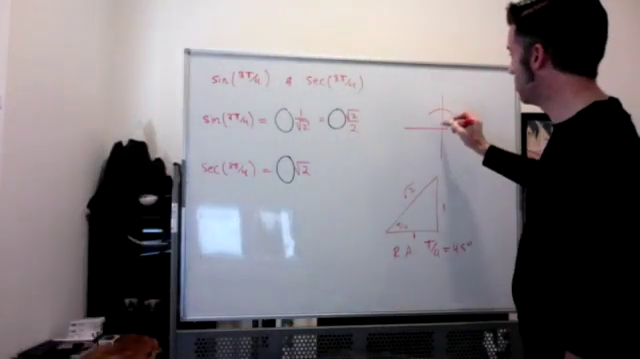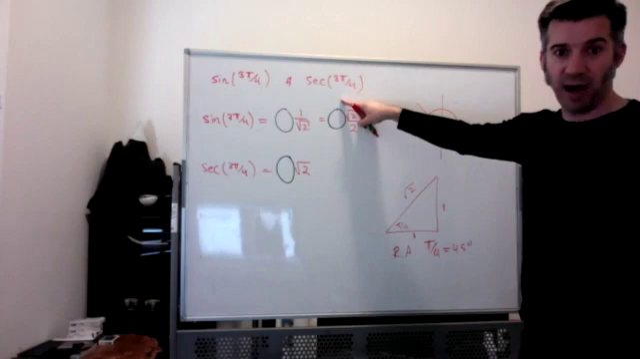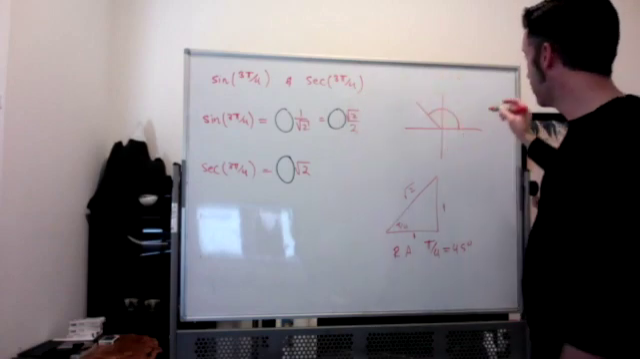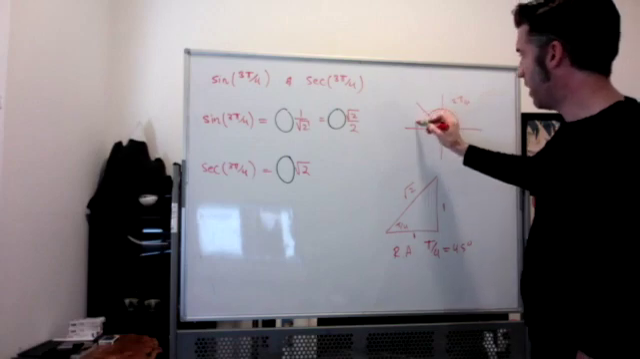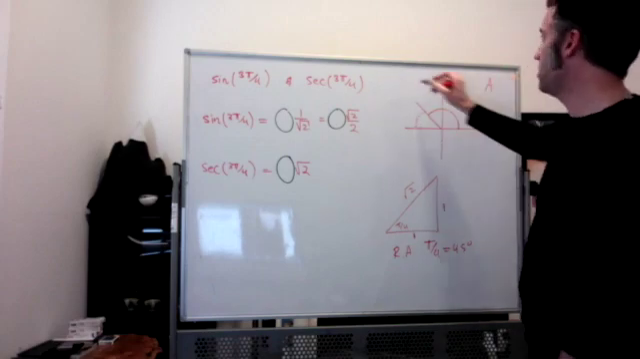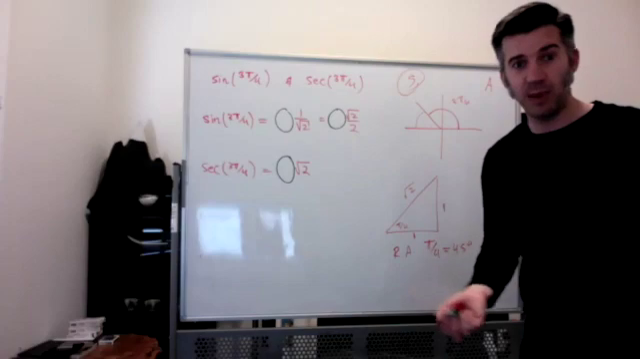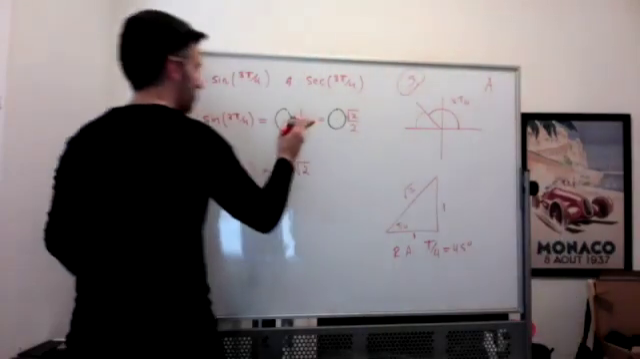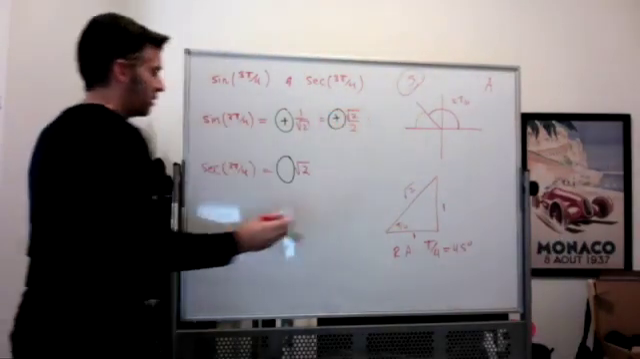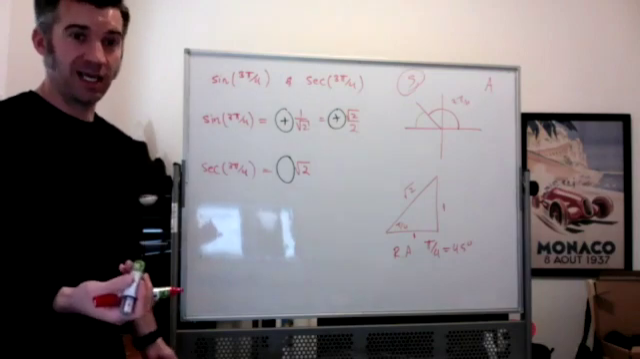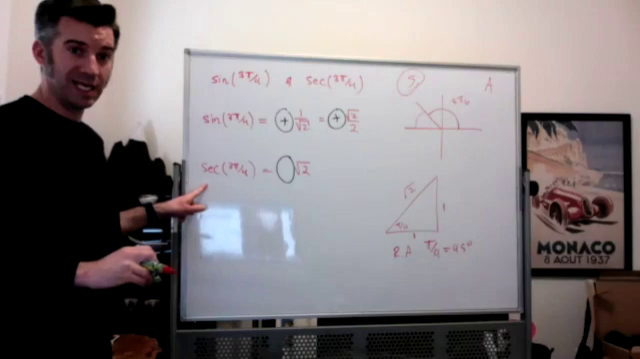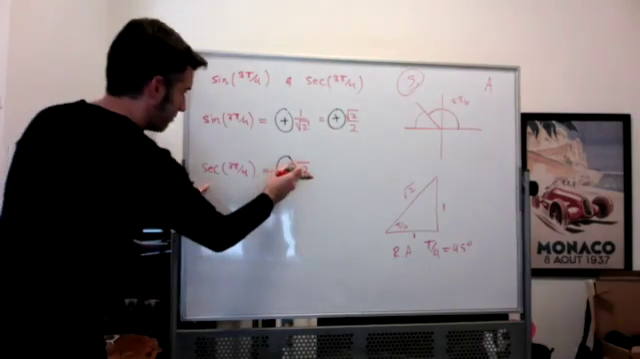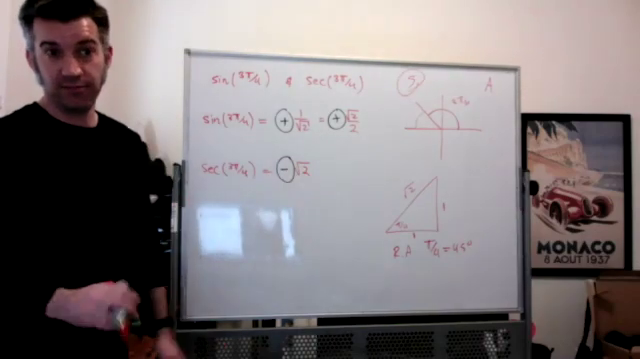So I'm in quadrant 2. Because I'm definitely less than pi, I'm definitely bigger than half of pi. There's my reference angle of pi over 4. And I know in quadrant 2, sine is positive. The other two, cosine and tangent, are negative. If cosine is negative, its reciprocal secant is also negative. That's it.